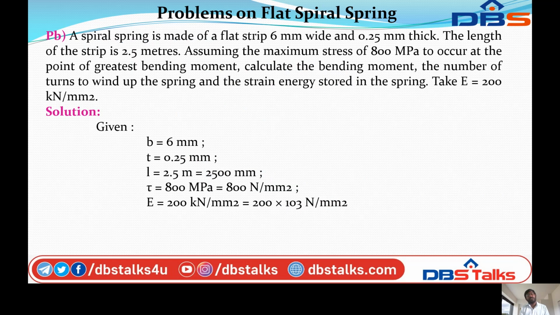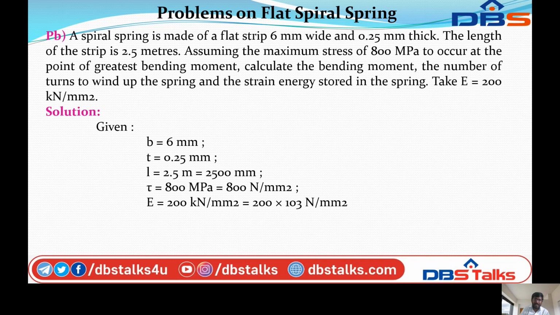So coming to the problems on flat spiral spring. A spiral spring is made up of a flat strip 6 mm wide and 0.25 mm thickness. The length of the strip L is equal to 2.5 meters. Assuming the maximum bending stress of 800 megapascals occurs at the point of greatest bending moment, calculate the bending moment, the number of turns to wind up the spring, and the strain energy stored in the spring. Take E is equal to 200 kilonewton per mm square.